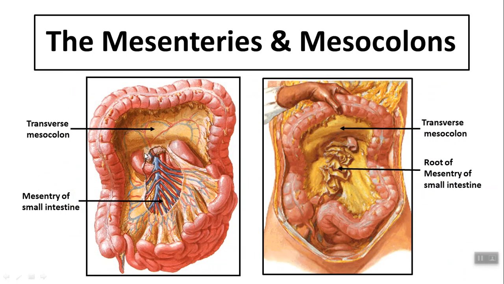These are the mesenteries and the mesocolon. This is the transverse mesocolon. It is also a double layer of peritoneum connecting the transverse colon to the posterior abdominal wall.